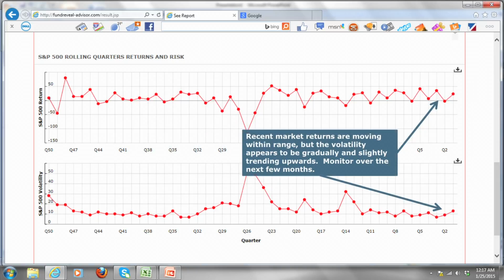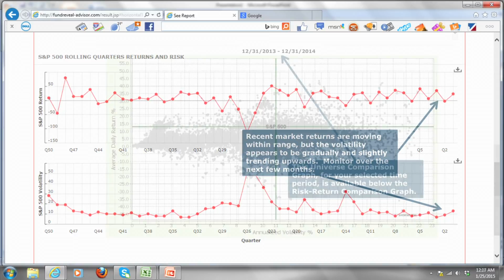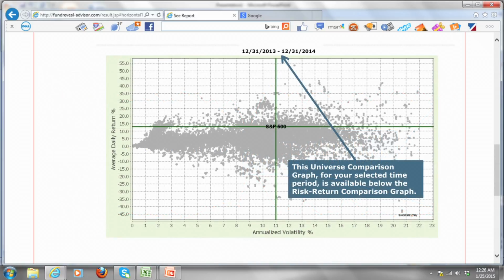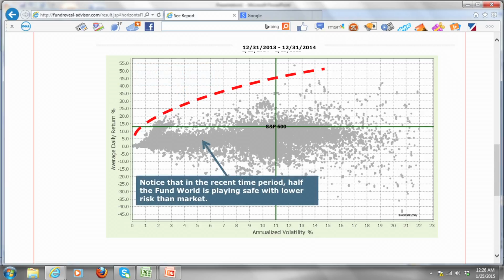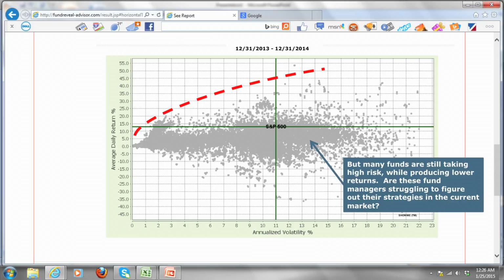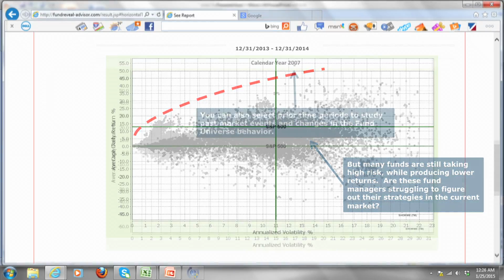Recent market returns are moving within range, but volatility appears to be gradually and slightly trending upwards. Monitor over the next few months. This universe comparison graph for your selected time period is available below the risk-return comparison graph. Approximate efficient frontier. Notice that in the recent time period, half the fund world is playing safe with lower risk than market. But many funds are still taking high risk while producing lower returns. Are these fund managers struggling to figure out their strategies in the current market?